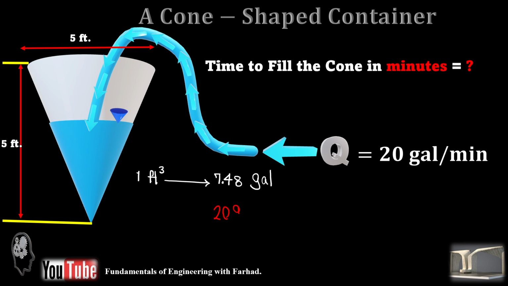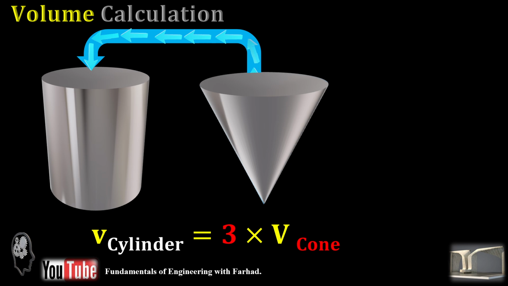So first of all, we need to convert our discharge of 20 US gallon per minute to cubic feet to be consistent with the dimensions of the cone. We know that 1 feet cube is equal to 7.48 US gallons, so if we convert a discharge of 20 gallon per minute to feet cube per minute, it's almost 2.67 feet cube per minute. As soon as we have the discharge converted, we jump to the volume calculation.